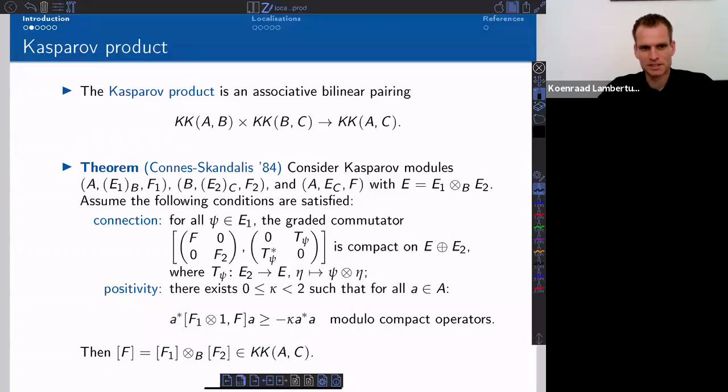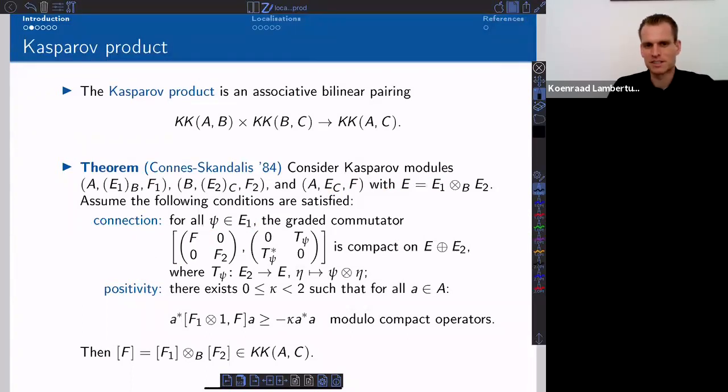So here we consider 3 Kasparov modules. We want to compute the Kasparov product of F1 with F2. The theorem presumes given, let's say, a candidate for the Kasparov product, the operator F, which acts just on the tensor product of the 2 Hilbert modules. And then the theorem says that if you can check these 2 conditions, the connection condition and the positivity condition, then indeed this operator F represents the Kasparov product of F1 and F2.